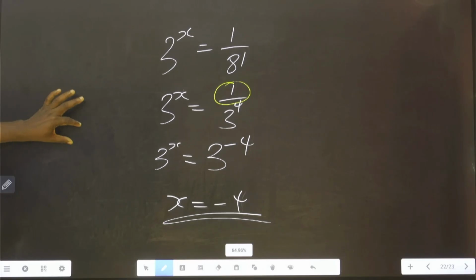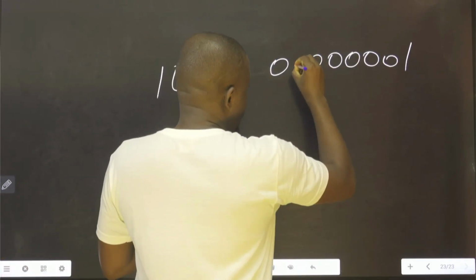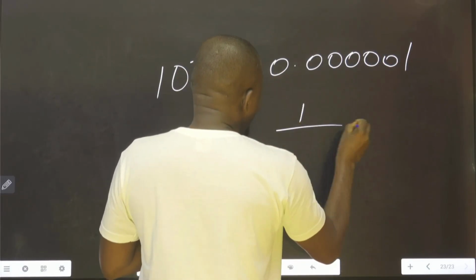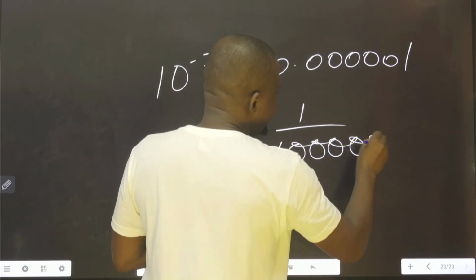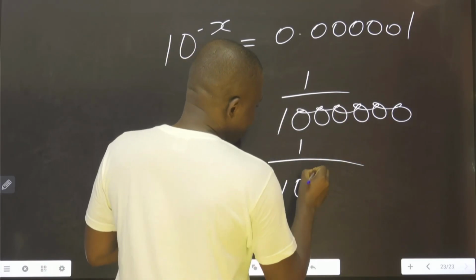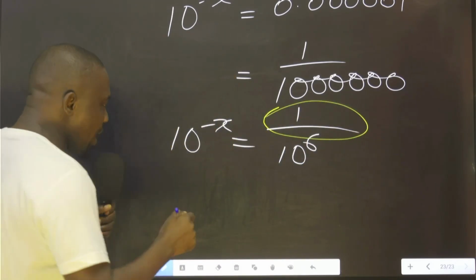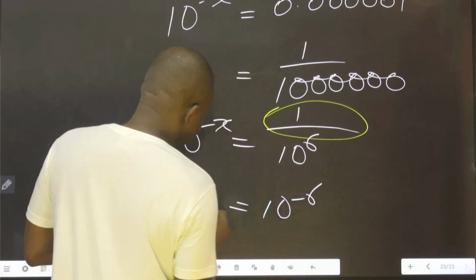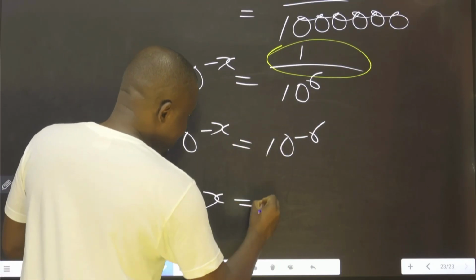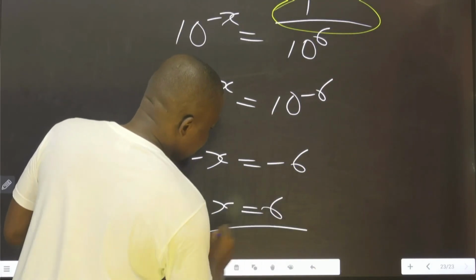Okay? Look at this. What is the meaning of this? This simply means 1, 2, 3, 4, 5, 6. That is 1 over 1, 2, 3, 4, 5, 6. What is this? 1 over 10 raised to power 6. What is the meaning of this? Minus 1. 10 raised to power minus 6. The bases are the same. Therefore, the indices are also the same. The minus 1 is there. x therefore is equal to 6.